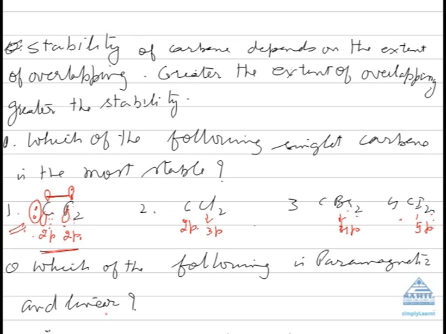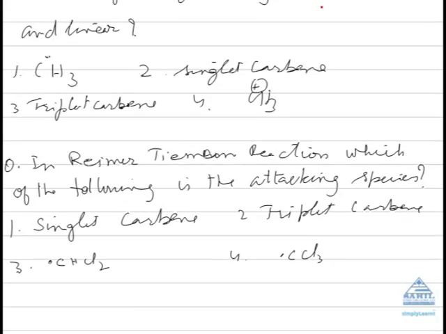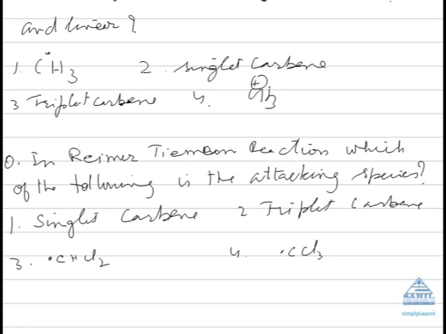Which of the following is paramagnetic and linear? A paramagnetic species must have an unpaired electron, and for a molecule to be linear, the hybridization should be sp. Now CH3 radical, although carbon is sp2 hybridized, for the molecule to be linear, it should be sp hybridized. So although it is paramagnetic, it is not linear, it is triangular planar. Singlet carbene, both the electrons are in the same orbital. So carbon is sp2 hybridized. Hence it is angular due to the presence of a lone pair of electrons. So it is angular as well as diamagnetic. So this cannot be the answer.